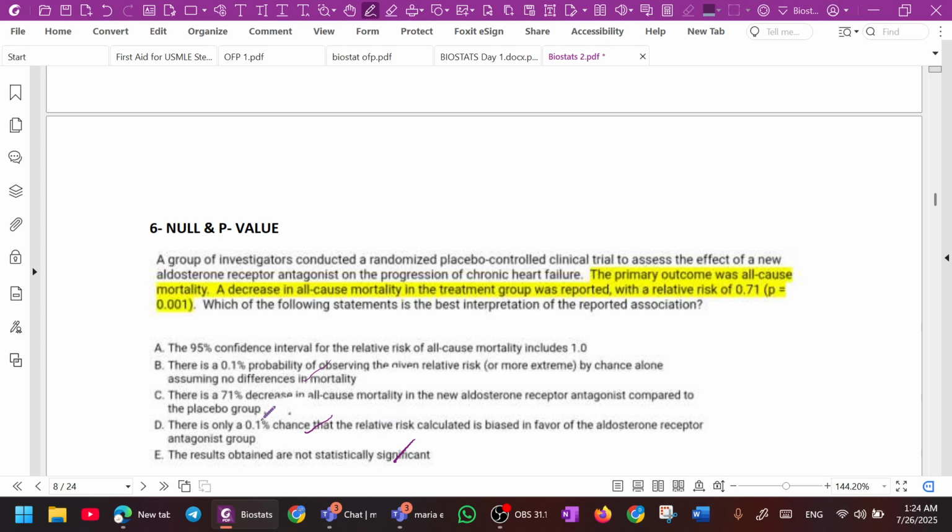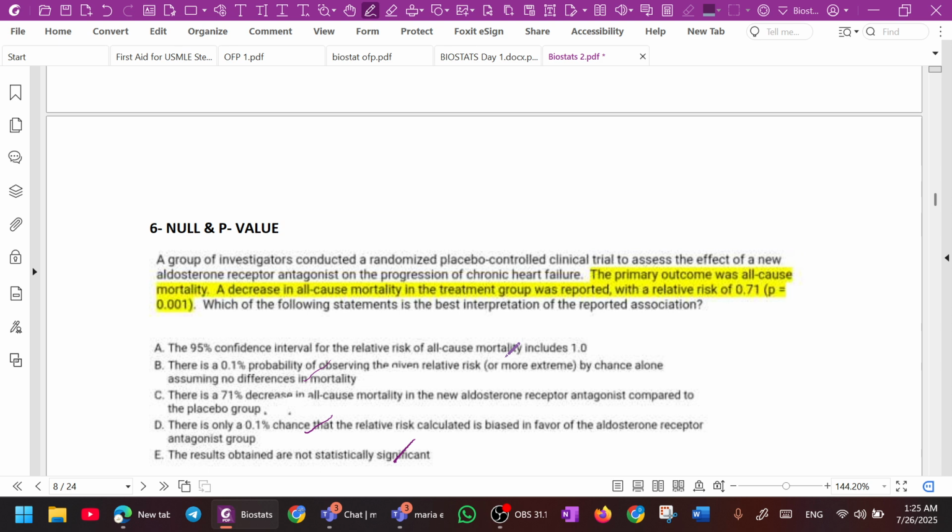Which one are you reading? Oh, option D. So there is only 1.1% chance that the relative risk calculated is biased in favor of aldosterone receptor antagonist. It's false too. And option B, there is a 0.1% probability of observing the given relative risk by chance alone, assuming no difference in mortality. It is also false, isn't it?